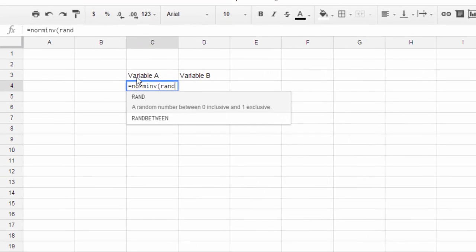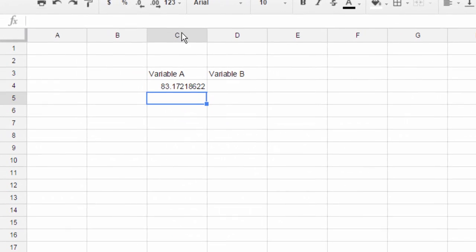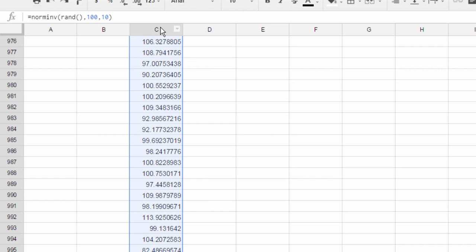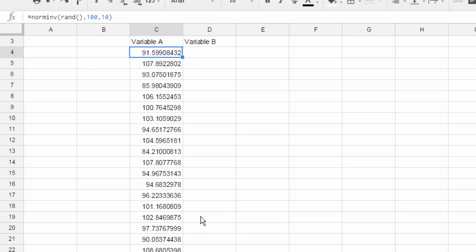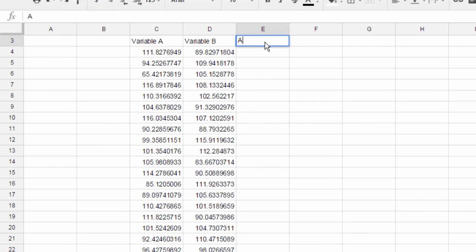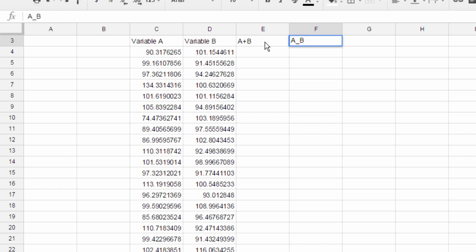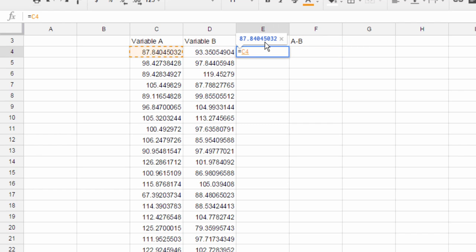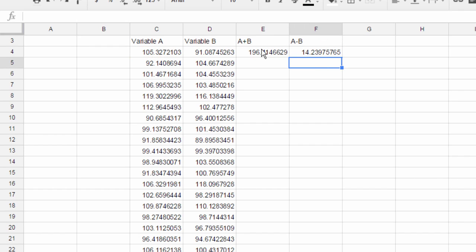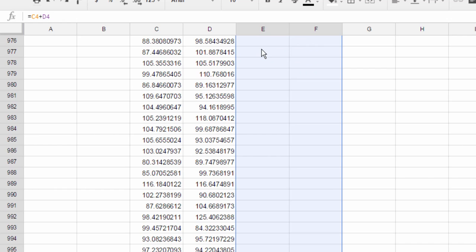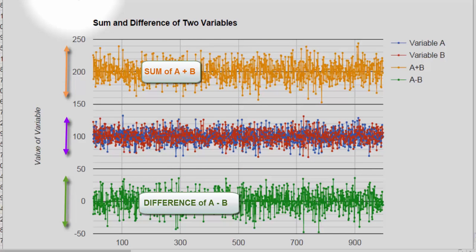In part 1 of this video, we created two sets of normally distributed random variables called A and B. Each set had almost 1,000 numbers in it. Then we created a data set from the sums of A and B by adding each pair of numbers in each row, and we created another data set from the differences between A and B by subtracting B from A in each pair. After we created this table, we plotted all four databases on a line chart.